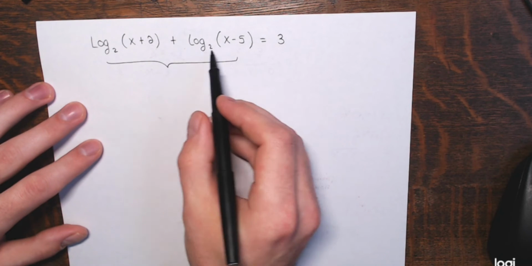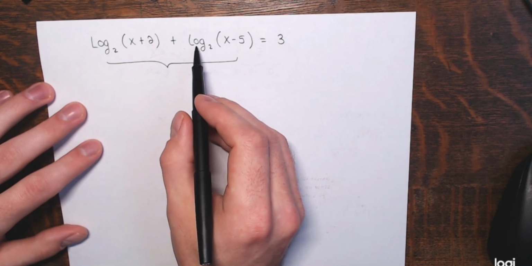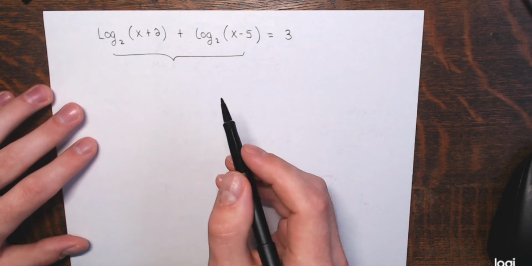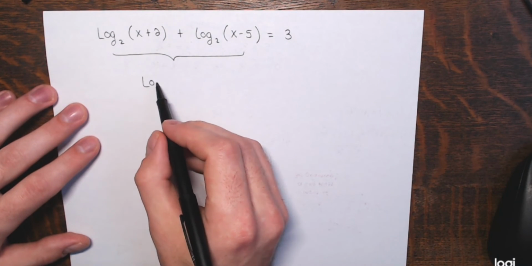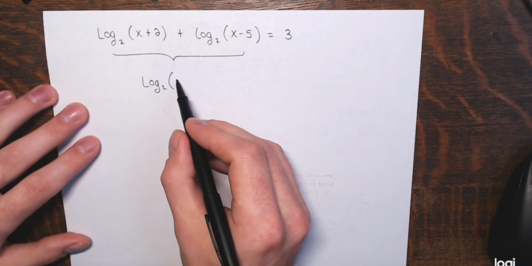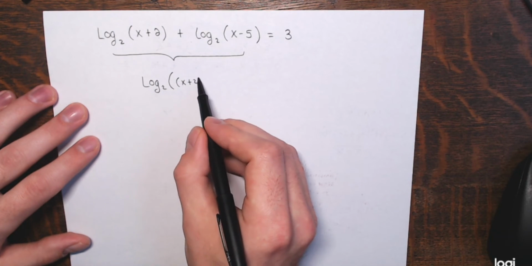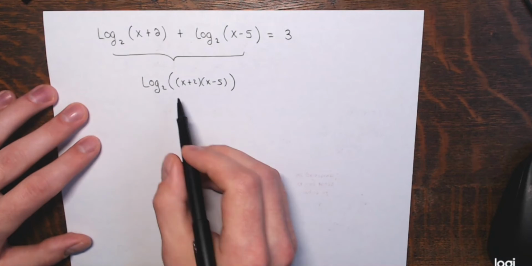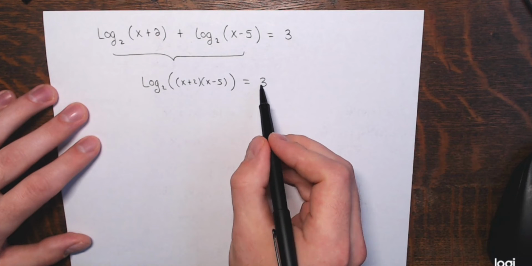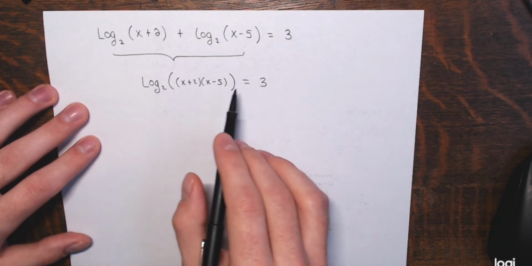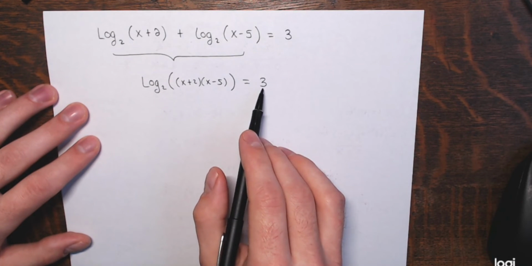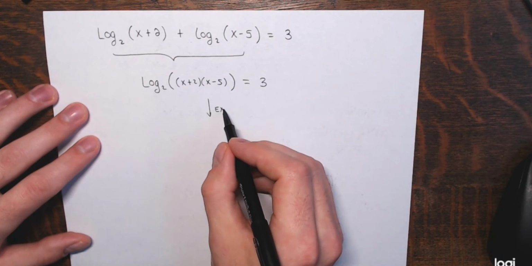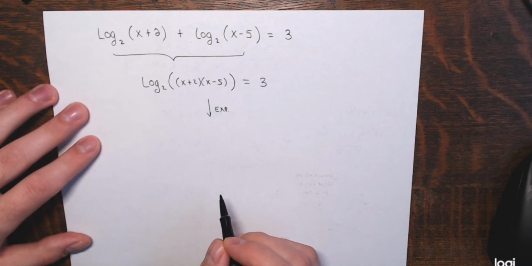Alright, so once again I'm going to use a property of logarithms. Because I see the sum of two logarithms over here, we can condense this, write this as a single log using that product rule. This is going to be the log base 2 of x plus 2 times x minus 5. Right. The log of a product equals 3. Now I have a single logarithm equal to a number. So I can very easily change this to exponential form.